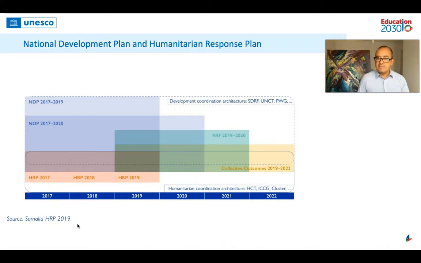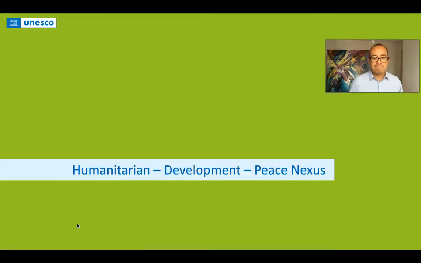And this is why there is not a lot of distortion between the learning outcomes of children, and also the plans that we have on the education sector, and we can align both plans in a timeline that, as you can see here, in 5 years we align both the development and the humanitarian response plans. So that brings us to the humanitarian and development peace nexus.